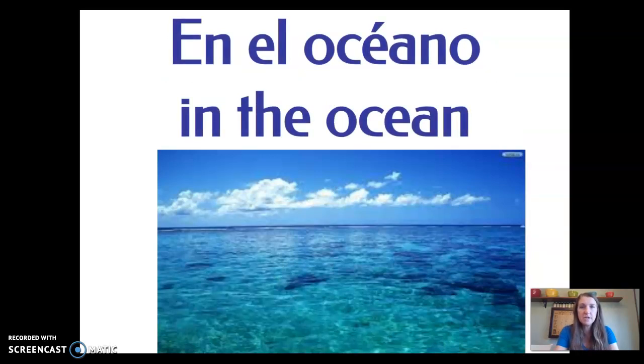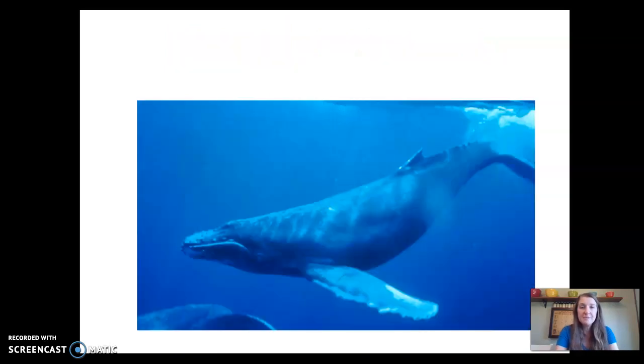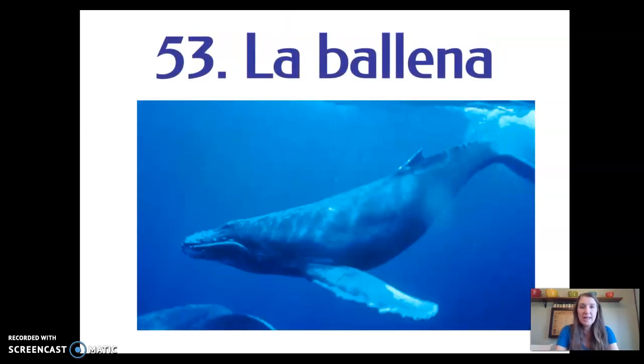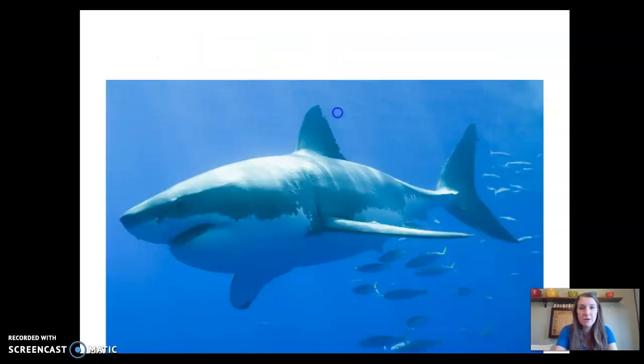All right, now we're going to the ocean. En el océano, which is a cognate, in the ocean. All right, a whale, la ballena. So this is sort of a cognate. Probably back in elementary school when you guys learned about whales, you might remember they have sort of those, like, they're not really teeth, they're like kind of curtain-like things in front of their mouth called baleen, right? So that's where this word comes from.